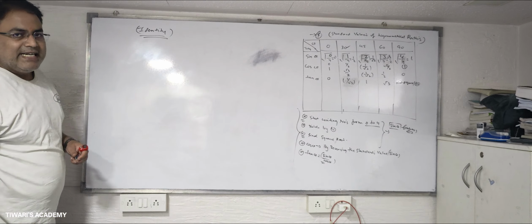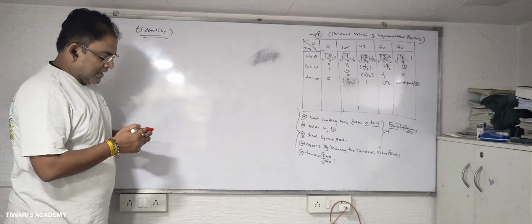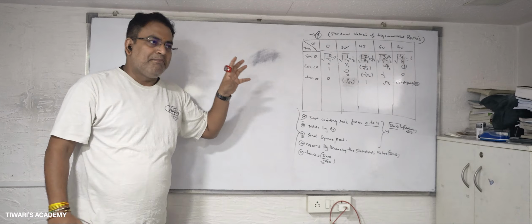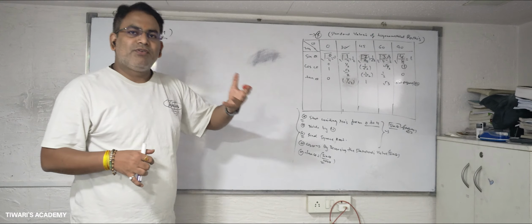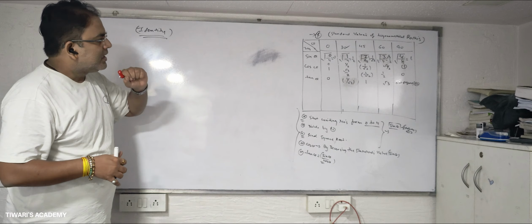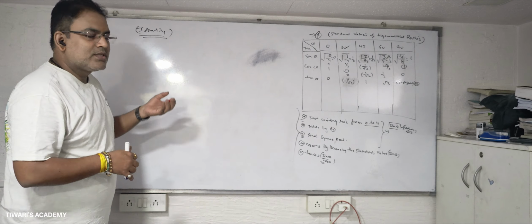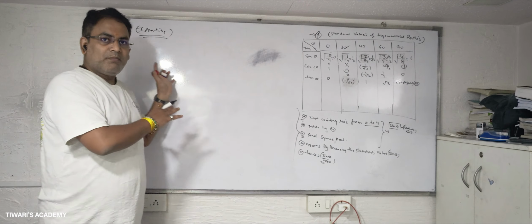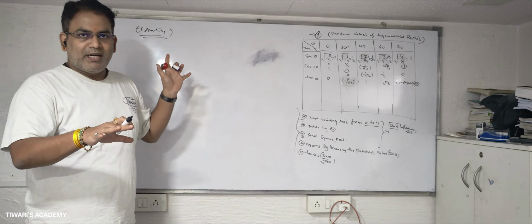Alright, identity. When we talk about identities, this is a kind of rule which we came across with the help of the Pythagoras theorem. Now, Pythagoras theorem everybody knows. What is my Pythagoras theorem? Now I am going to prove all my identities with the help of the Pythagoras theorem.